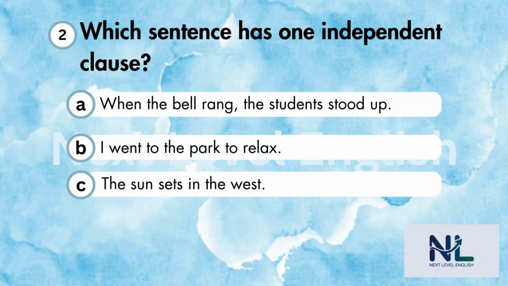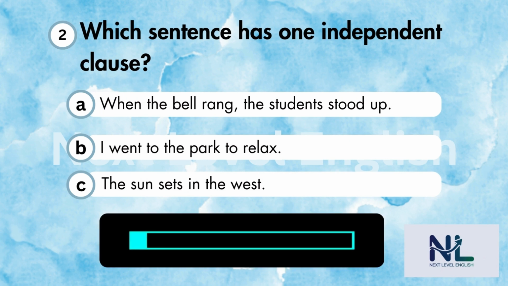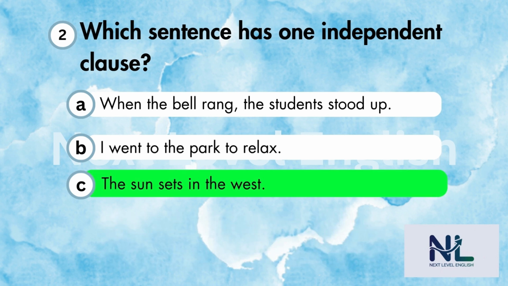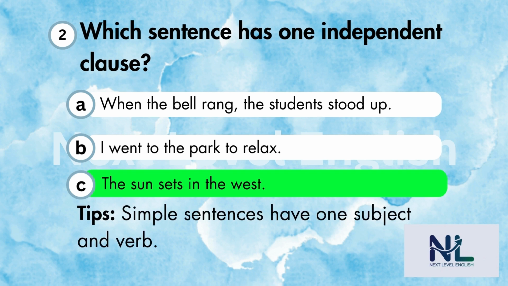2. Which sentence has one independent clause? The sun sets in the west. Tips: simple sentences have one subject and verb.